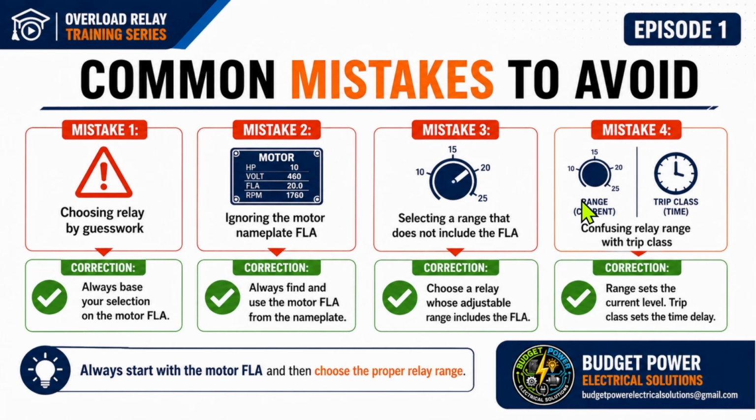Mistake 4: confusing the relay range with the trip class. This is the trip class, the trip time curve. You have to learn a lot of things for the selection of the overload relay and the IR setup. You will come to know all those things slowly.